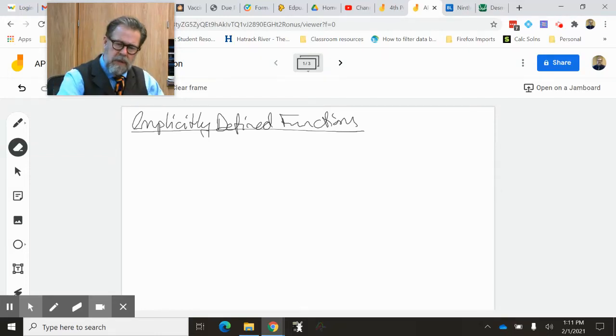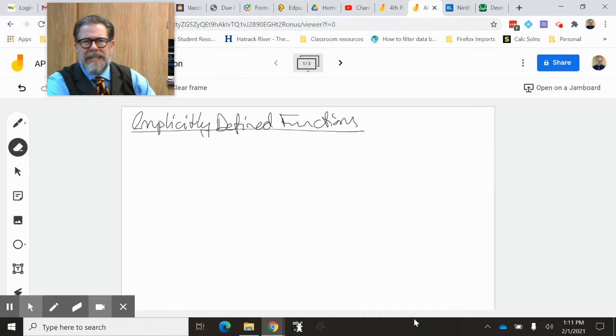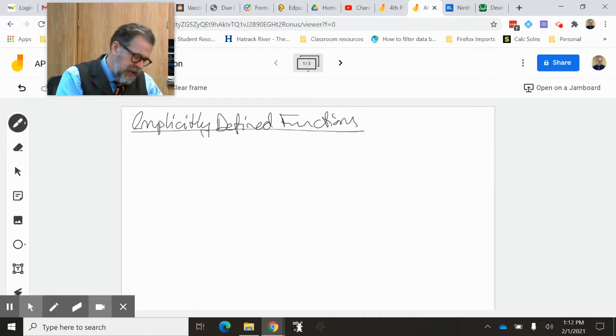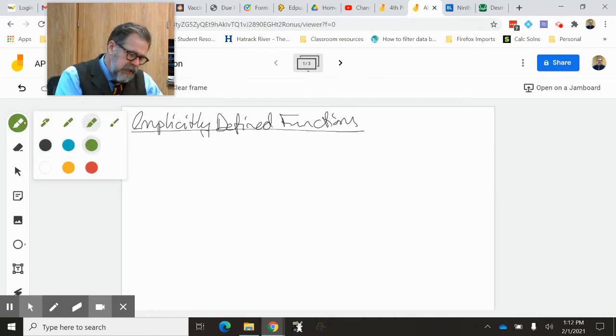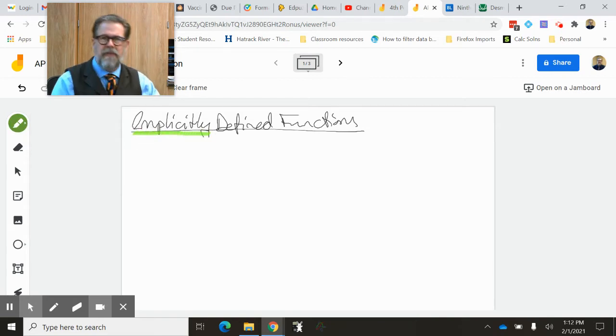All right, welcome to section 4.2 of our AP Calculus class. We're going to be talking about implicitly defined functions. And an implicitly defined function, as you may see from the definition, is a function where it is implied that y is equal to a function of x.